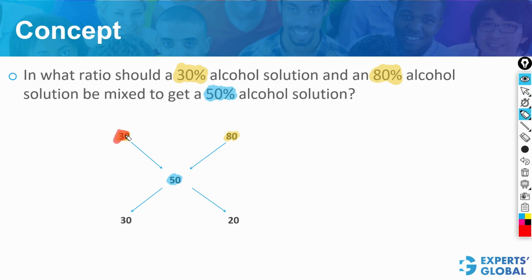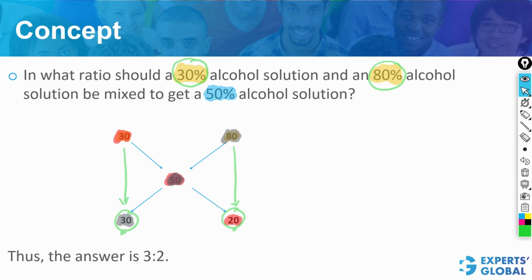You see, 30 and 50, without worrying about the sign, the difference is 20. Similarly, 80 and 50, without worrying about the sign, the difference is 30. Now this value here represents the quantity of the entity above it, and this value here represents the quantity of the entity above it. That means 30% alcohol and 80% alcohol must be mixed in the ratio 30:20 respectively. Therefore, the required answer is 30:20 or 3:2.